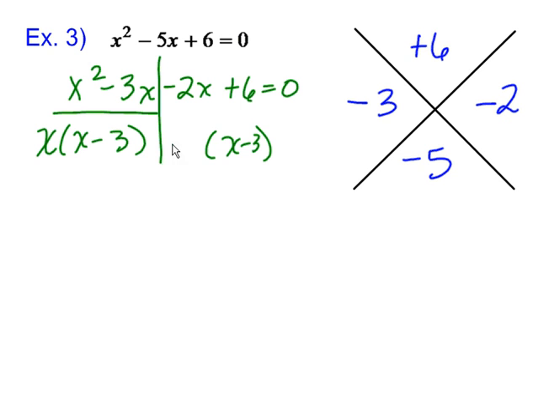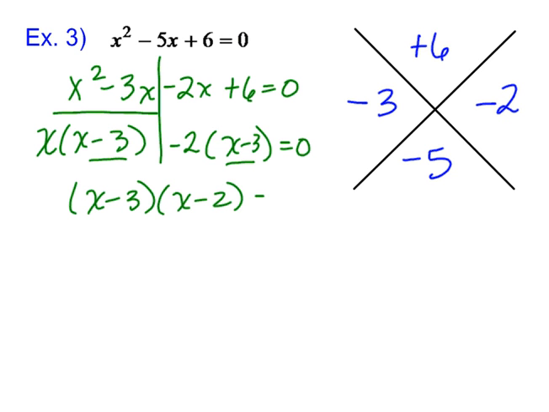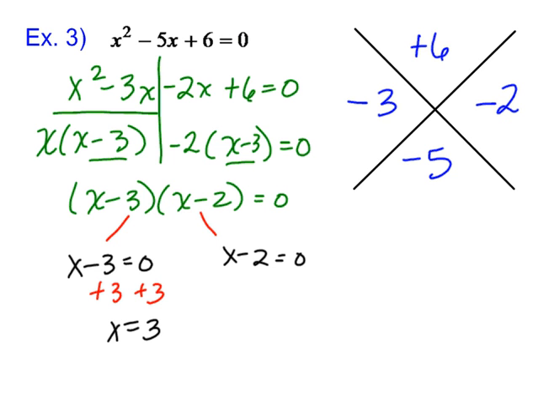And again, we would multiply this binomial times negative 2 to get negative 2x plus 6. Set it all equal to 0. The greatest common factor again is x minus 3, leaving behind x minus 2. So here are our two binomials. Set them both equal to 0. So I have x minus 3 equals 0 and x minus 2 equals 0. Solve the first one by adding 3 to both sides. I find out that x equals 3. The second one I'd solve by adding 2 to both sides, and I find out that x equals 2.